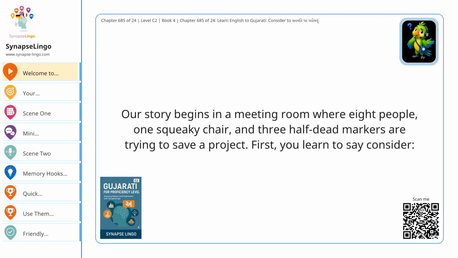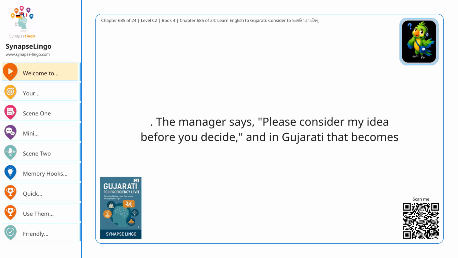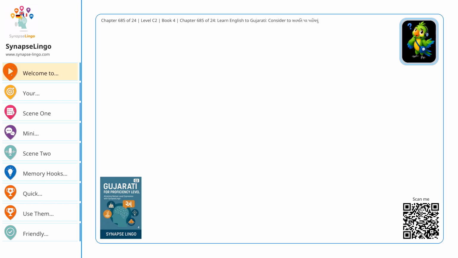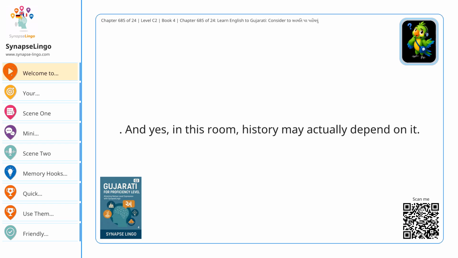Our story begins in a meeting room where 8 people, 1 squeaky chair, and 3 half-dead markers are trying to save a project. First, you learn to say consider. વિચાર કરવો. The manager says, please consider my idea before you decide, and in Gujarati that becomes. નક્કી કરો તે પહેલાં કૃપા કરીને મારા વિચાર પર વિચાર કરવો. Then the intern, who writes everything down as if history depends on it, remembers to take note of. નોંધ લેવી. And yes, in this room, history may actually depend on it.